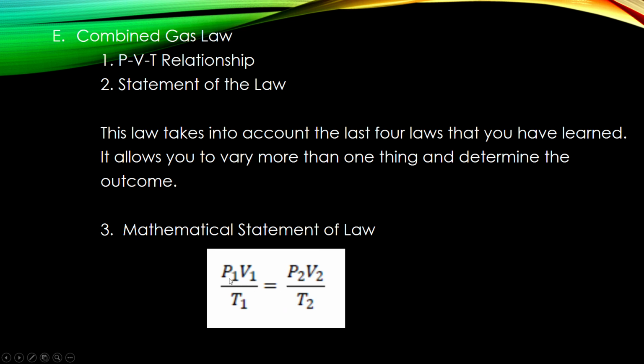So if you look at the mathematical statement here, let me just do a little playing around with it. If I cross off my pressure here, you can see I have V1 over T1 equals V2 over T2. That is Charles's law. If I cross off my temperatures, P1 V1 equals P2 V2, I have Boyle's law. And if I take off my volume and I look at my pressures, P1 over T1 equals P2 over T2, that is Gay-Lussac's law. So like I said, this is accounting for all of the previous ones that we have had.